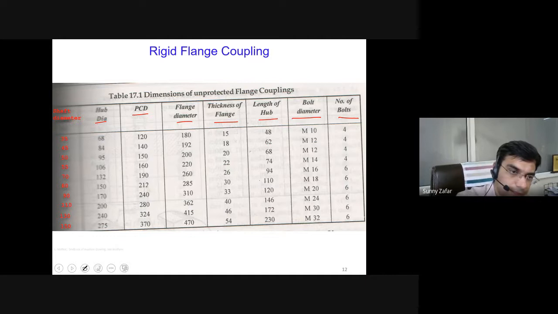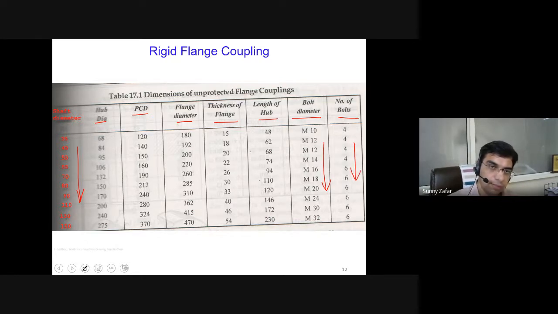What you will observe, as the shaft diameter is increasing, the diameter of the bolt, that is M32, a metric bolt, is also increasing, and consequently the number of bolts are also increasing. So the dimension of the flange coupling increases with increase in the shaft diameter to compensate for higher stresses which are generated during the transmission of power.